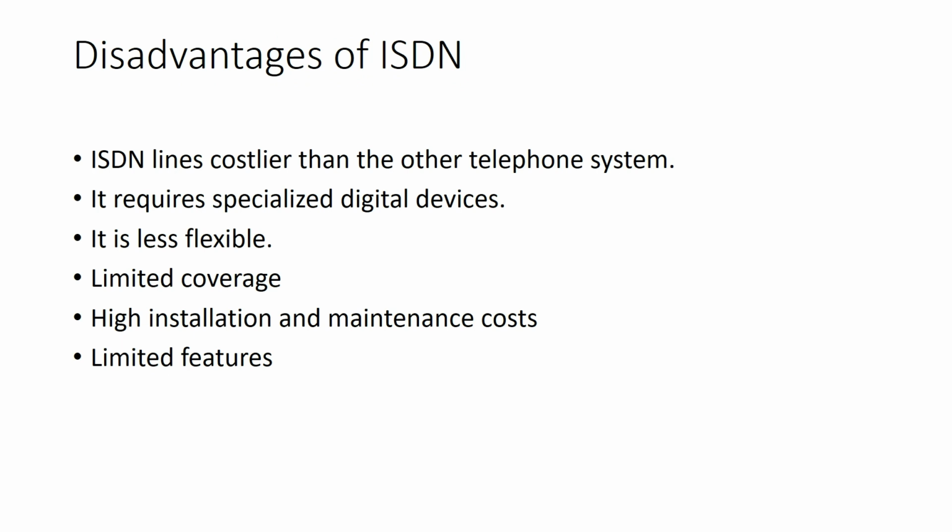It's not flexible. The coverage is also less, high installation and maintenance cost, and limited features. For the cost, it is giving a very limited amount of features. These are all the disadvantages of ISDN. With this, we are concluding the lecture on ISDN. It gives only the introductory part of ISDN.